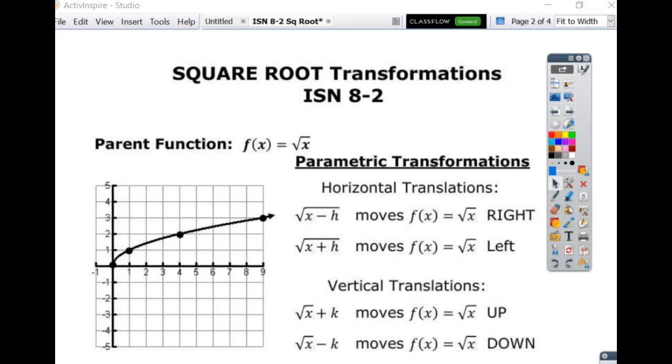So tomorrow, everybody knows where you're going to get tested, right? Everybody's aware of where you're going to be. And then you'll come back on Wednesday for a review, and then Thursday we'll test. All right?